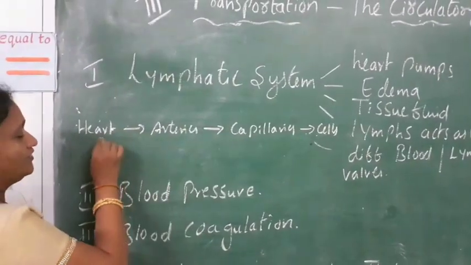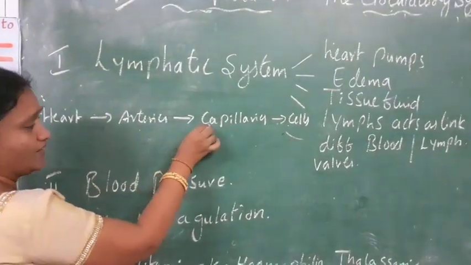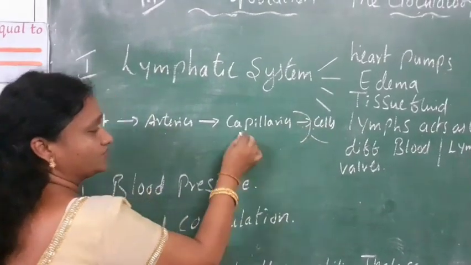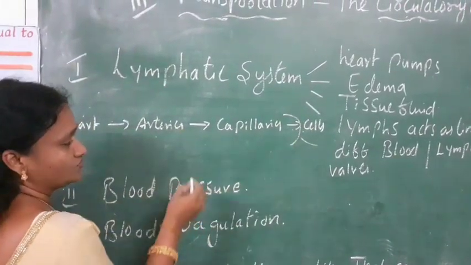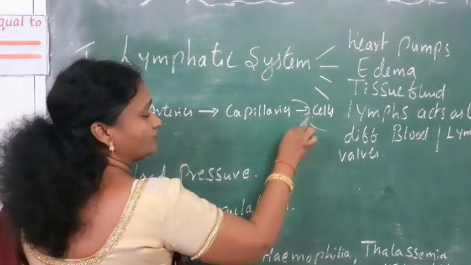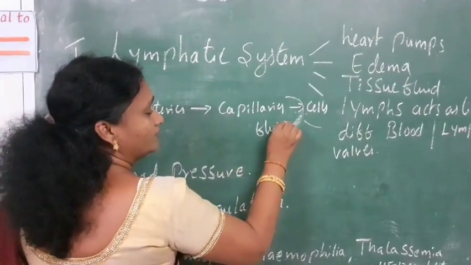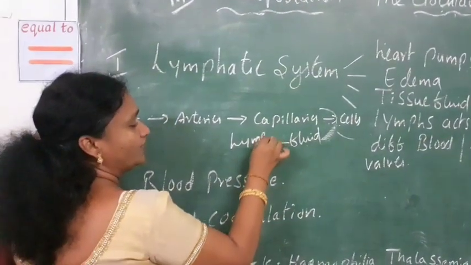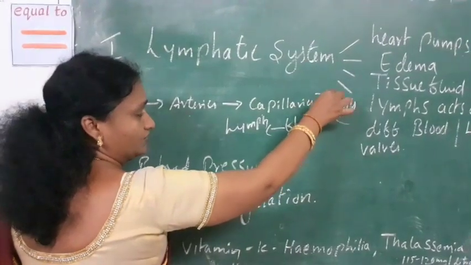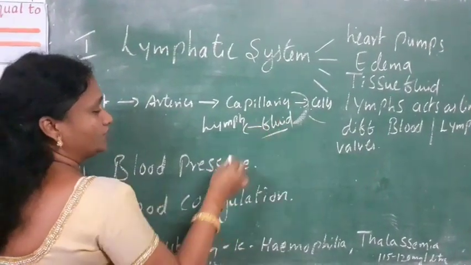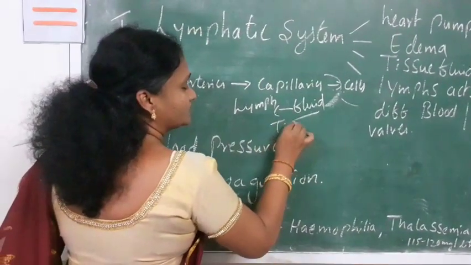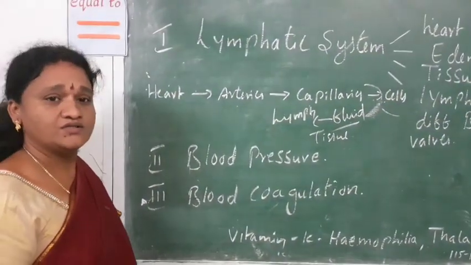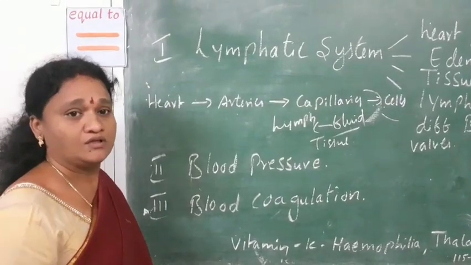When it is traveling from the heart to arteries, arteries to the capillaries and capillaries to the cells, at these junctions, the connection between the capillary to the cells or arteries to the capillaries, there is a leakage of some fluid. That fluid is called lymph, or we will also call it tissue fluid.